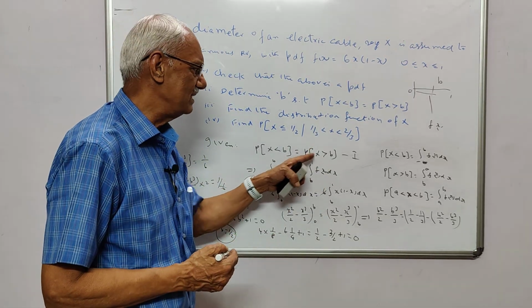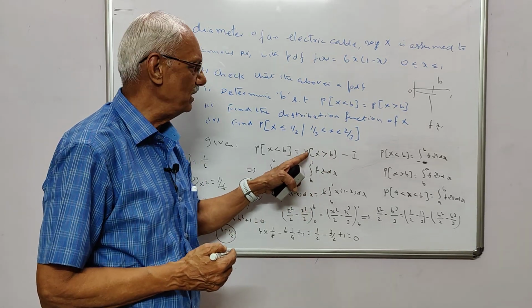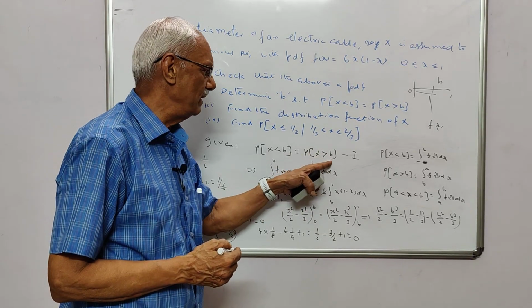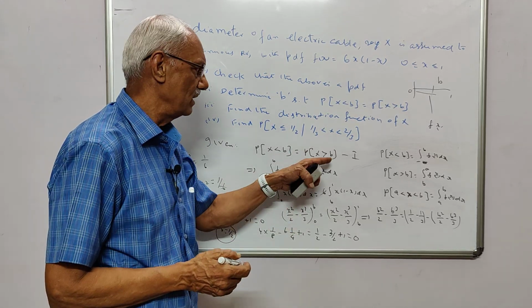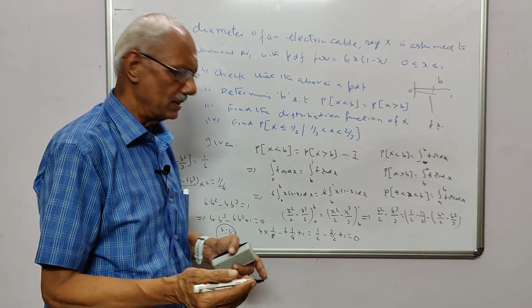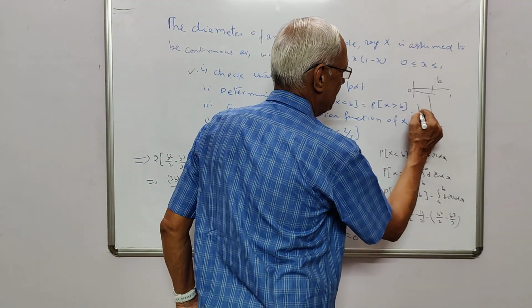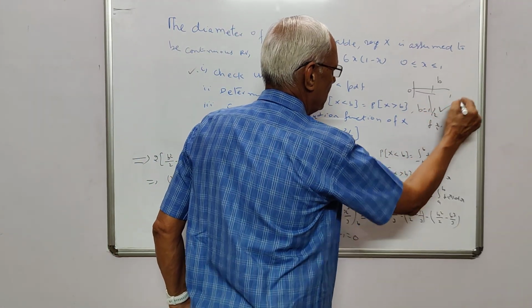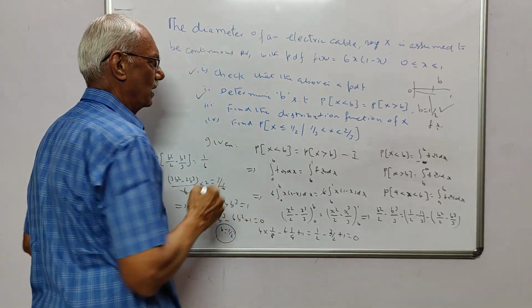Another way is to say it is 1 minus P(X less than or equal to b). Whether it is less than or equal to b doesn't make much of a difference. We can bring it to this side and do the problem, and you will get the same answer. So b is equal to half. So this is over.